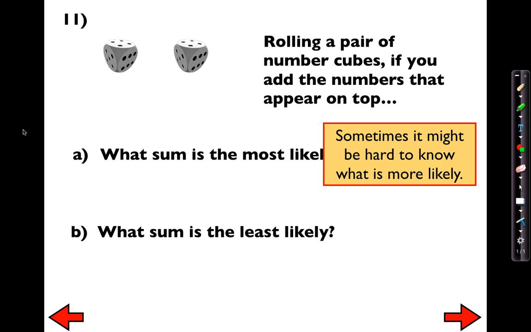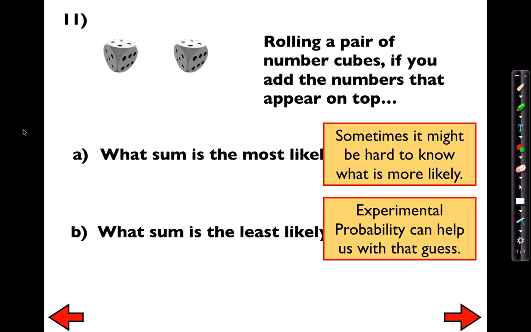Sometimes it might be hard to know what is more likely. So experimental probability can help us with that. Again, theoretical is what we expect to happen. For example, flipping a coin, I expect a 50% chance of tails and a 50% chance of heads. So in this case, it's a good idea to actually do the experimental probability to see which sum is more likely to be rolled and which is the least likely.